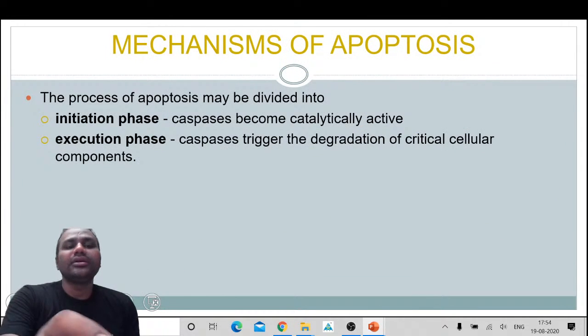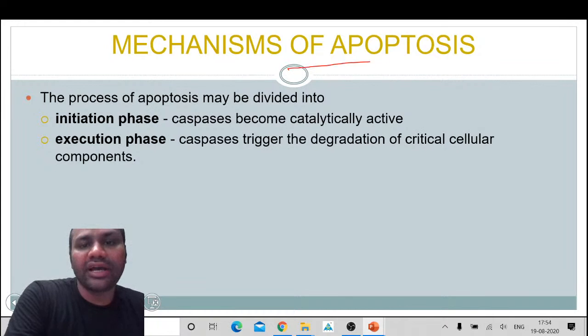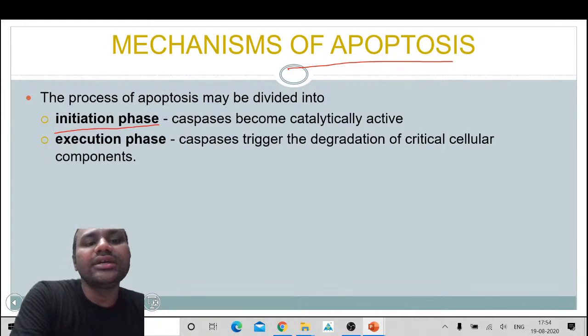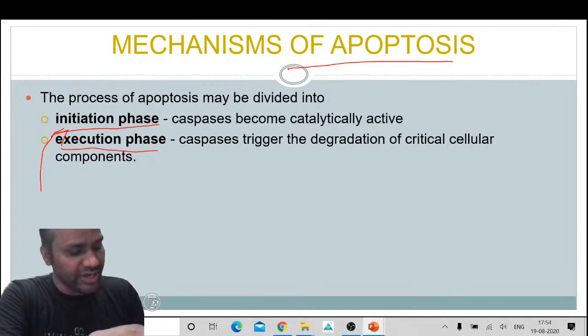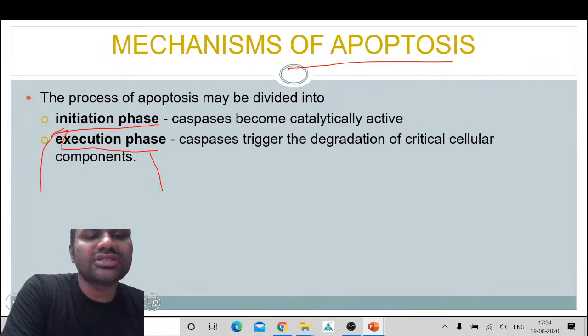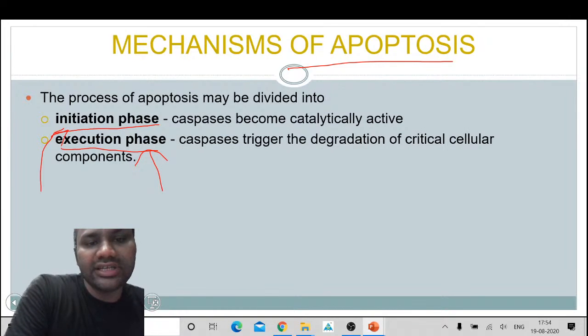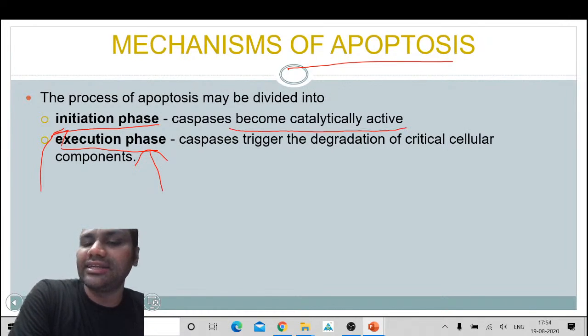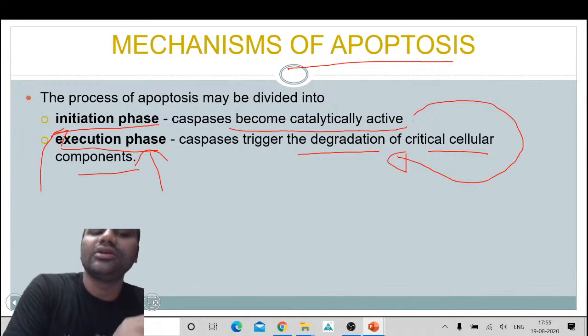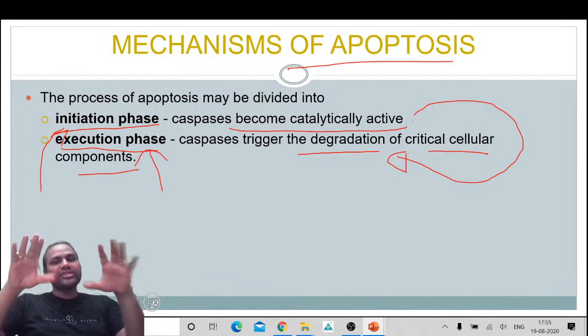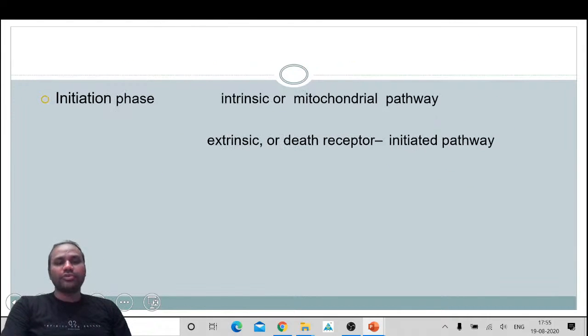So, again, the mechanism of apoptosis can be divided into two phases, the initiation phase and the execution phase. In the initiation phase, initiator caspases will act, and in the execution phase, executioner caspases will act. In the initiation phase, caspases become catalytically active, and these active caspases will act on the executioner caspases, and they will trigger the degradation of critical cellular components. So these two phases combined form the proper mechanism of apoptosis.